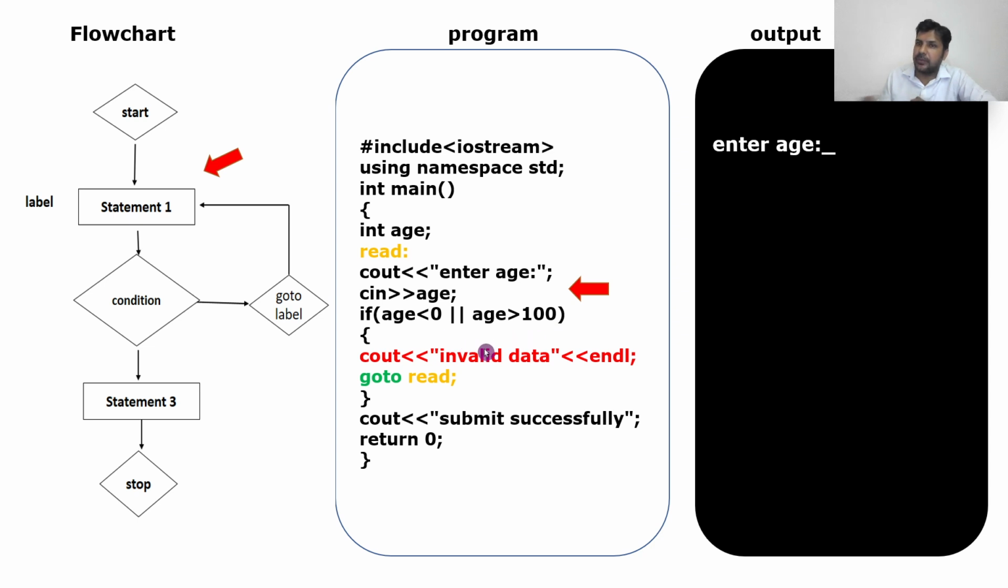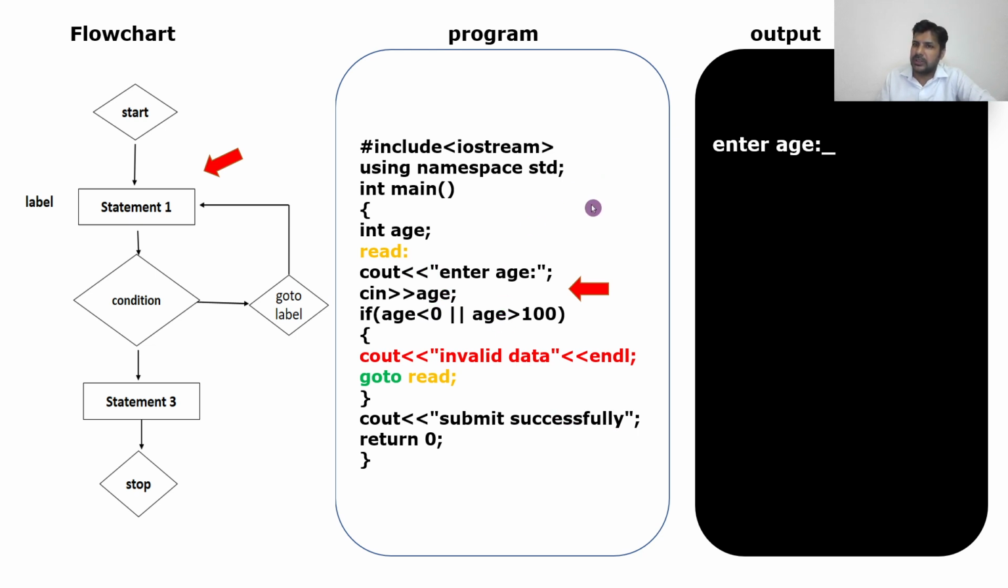What do I mean by that? For example, the condition is age less than 0 or greater than 100. Say you have entered an age of -5. Now what happens? It will go inside. Whenever you give wrong data, it will go inside and print invalid data, and again it will go back and ask for the age, right? If you enter the right data, it will say submitted successfully. This is the program. Let us see how this will work.